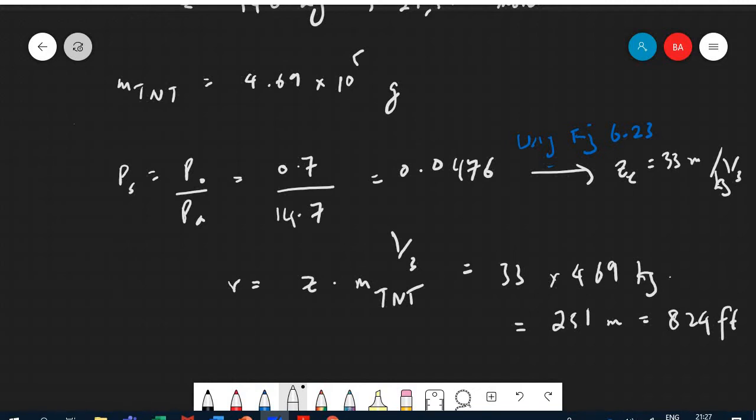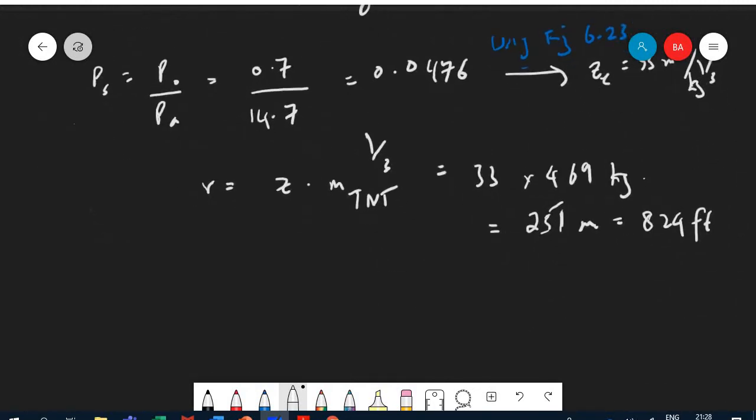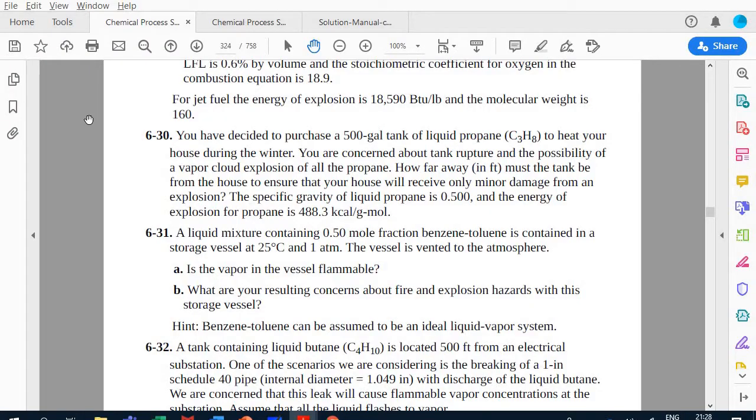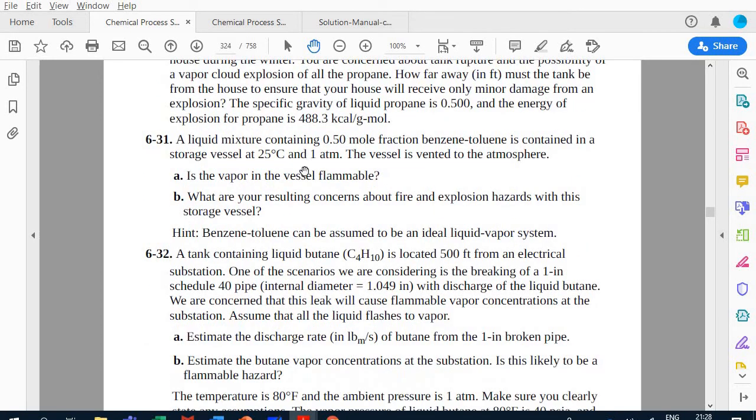Great. And how beautiful, you can see that I already identified that it should be about 250 meters away to say that I'm safe if there's any rupture of that propane that I'm using for heating my home. Okay, things are beautiful when you get the feel of how you can do these calculations. Great. So that was for 6.30.